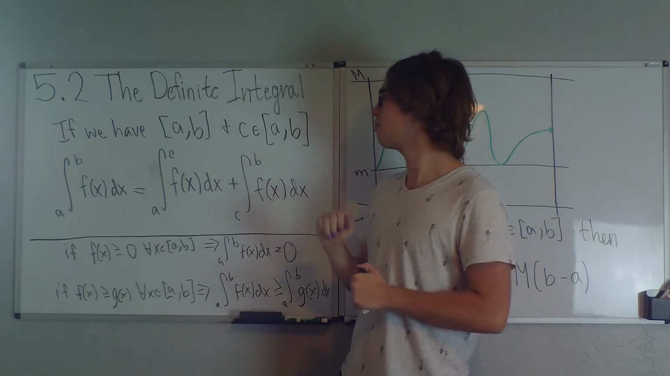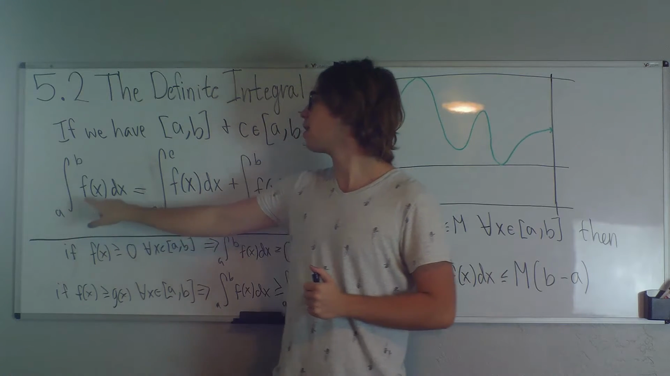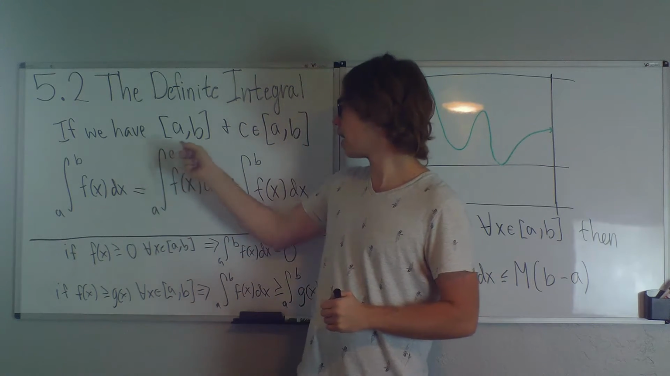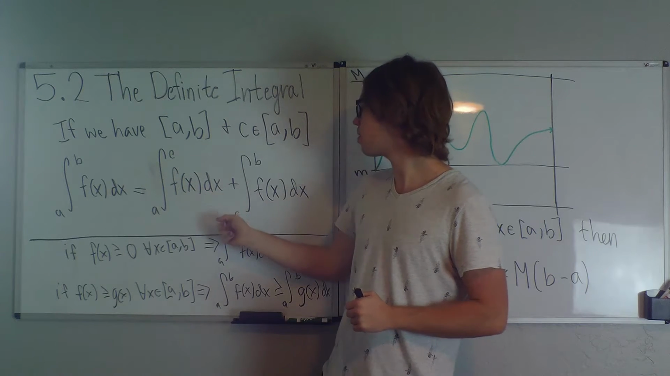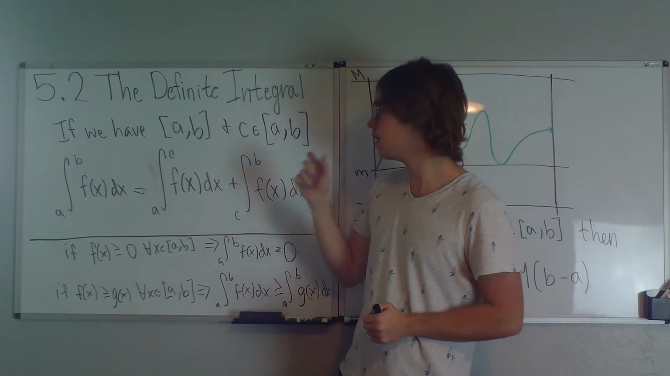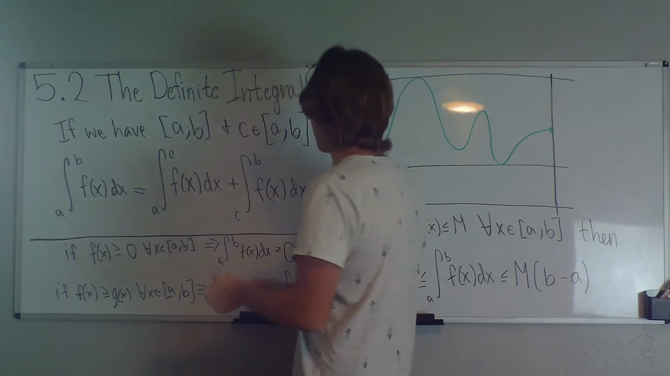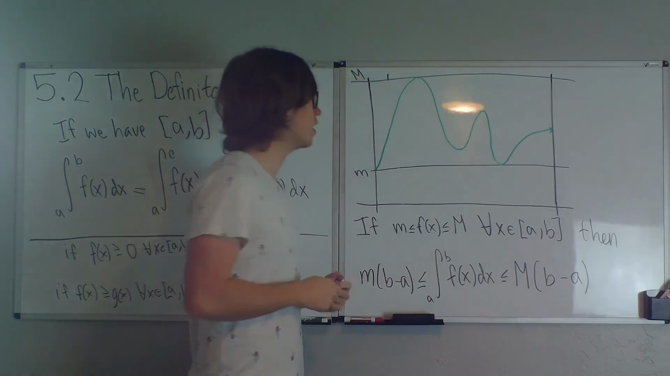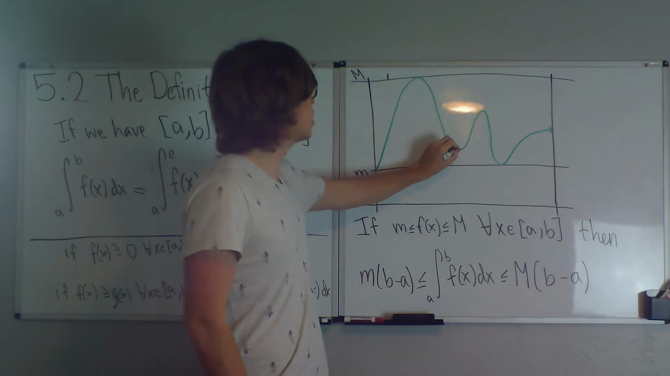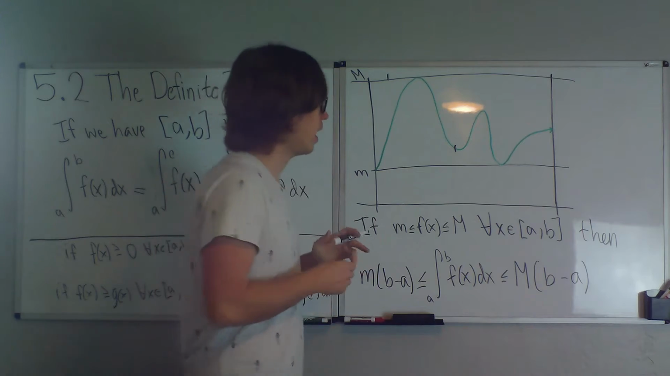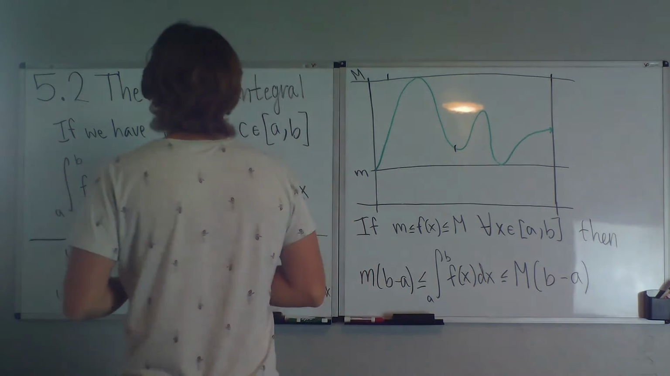Some more integral properties are, if we have an interval from a to b and we have c in that interval a to b, then the integral from a to b of f of x dx is actually equal to the integral from a to c of f of x dx plus the integral from c to b of f of x dx. And this should kind of make sense, right? Because you have some curve, and then you cut it in half here, and then you can just add those two integrals together. You add the areas together.